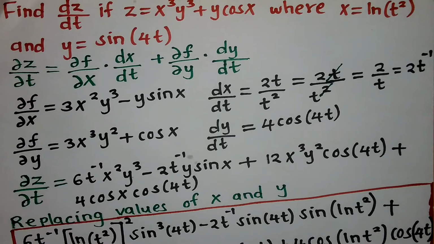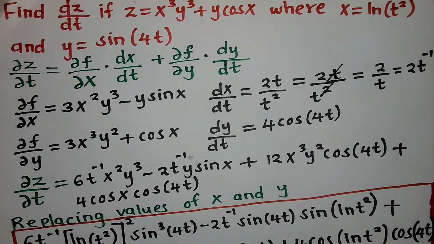I've been asked to find the derivative of z with respect to t, if z is equivalent to x cubed y cubed plus y cosine x, where x is equivalent to the natural logarithm of t squared and y is equivalent to the sine of 4t.